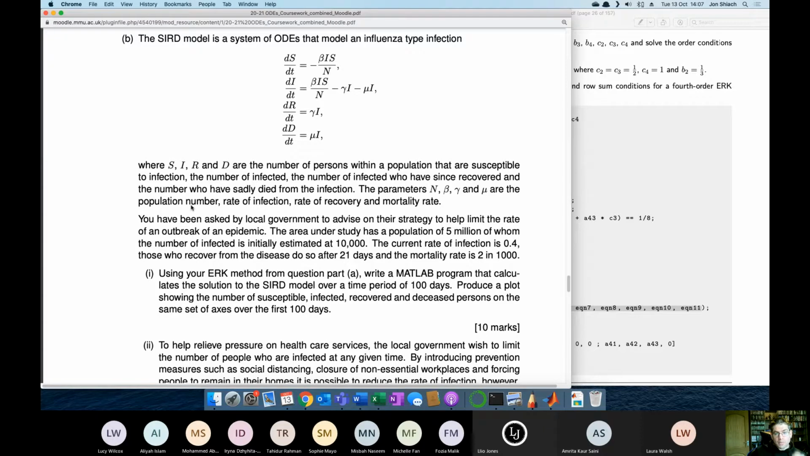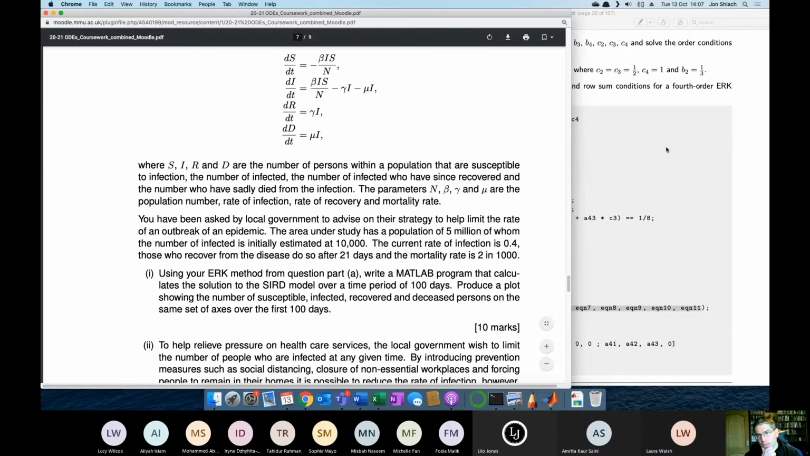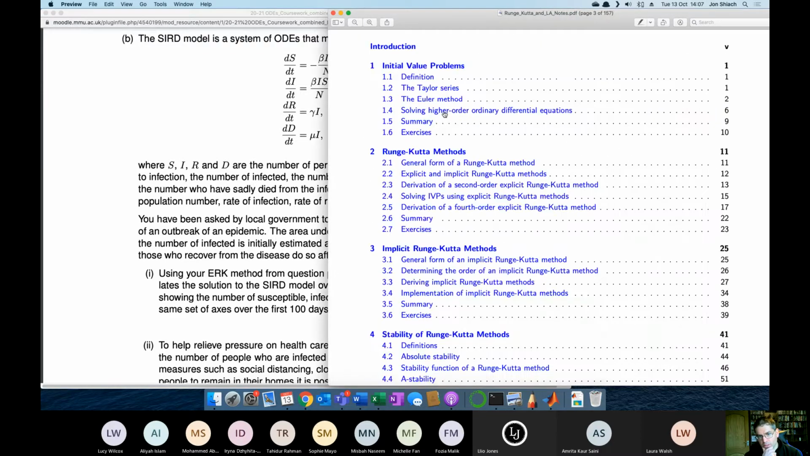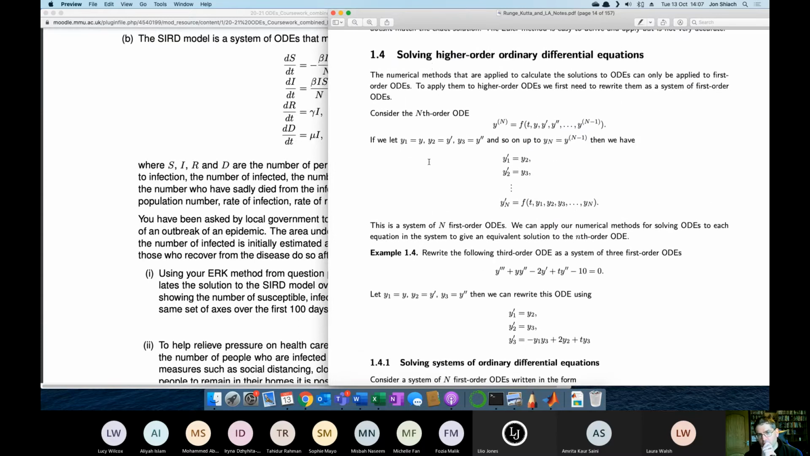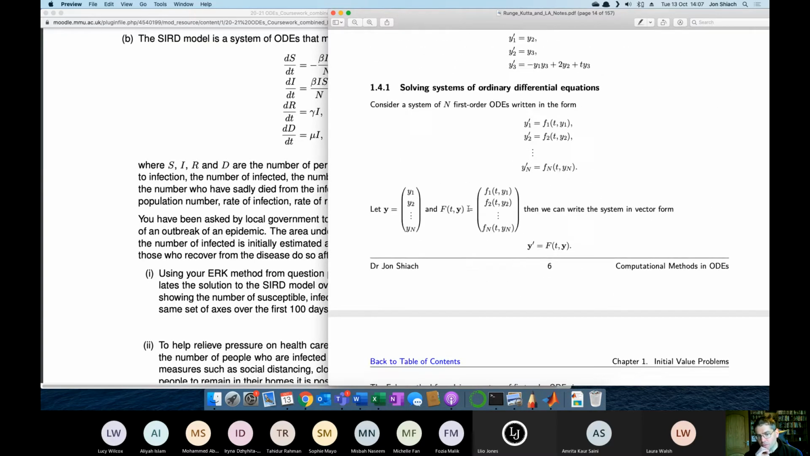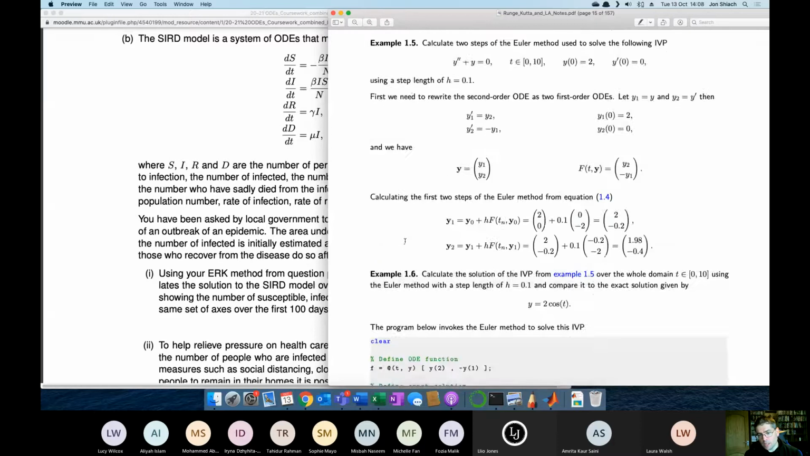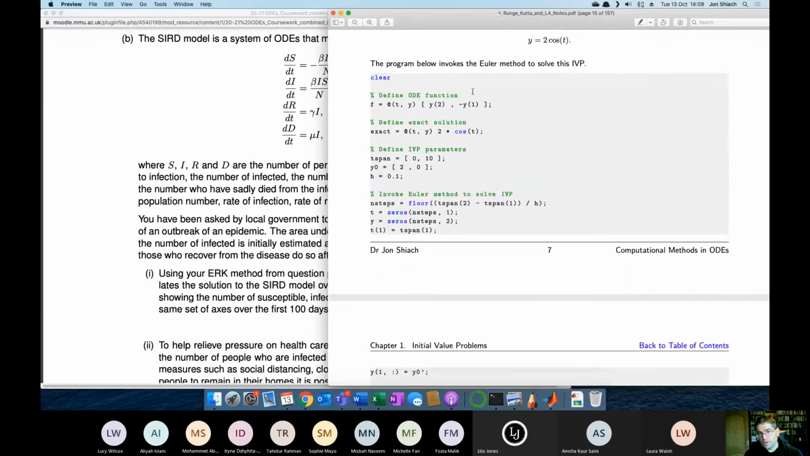Okay, for part B, I did a webinar last week going through this in quite some detail. The change for this one is that you have a system of 4 equations, and if I go to the notes at the end of the first chapter, it talks about solving systems of equations. So we have a vector for y as opposed to a single function of a single variable. So we have a vector of functions essentially, and here in the notes there is a program which uses the Euler method, which you can think of as a first order Runge-Kutta method.